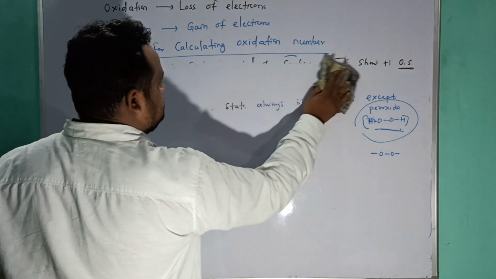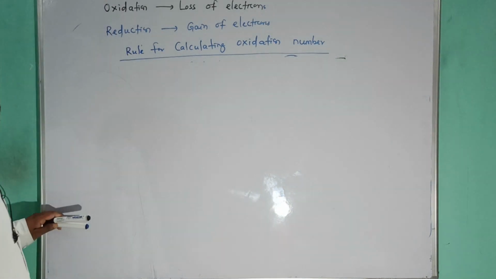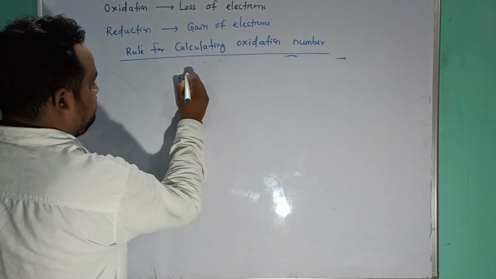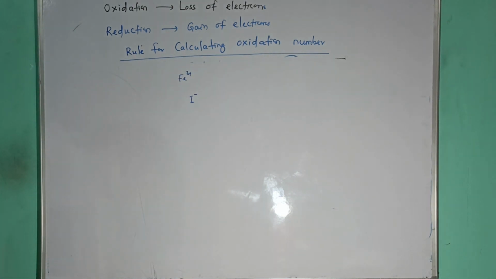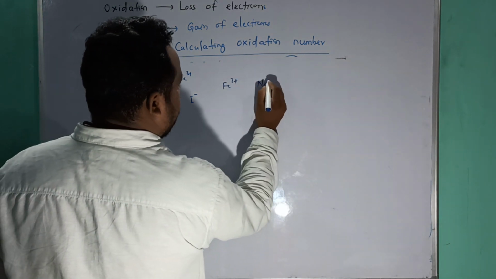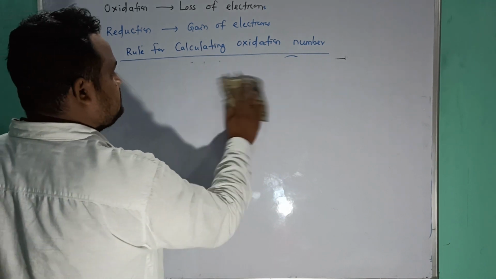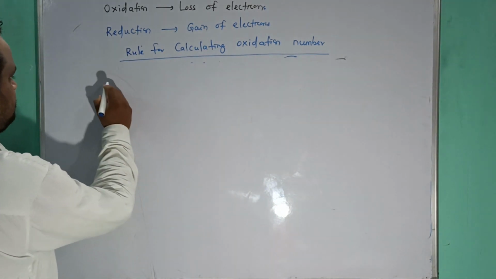Now comes the third point. So all of you know ions. For example, Fe3+ is an ion, I- is an ion, Fe2+ is an ion, Na+ is an ion. Ions are charged particles. It may be positive, it may be negative. The next rule is based on ions. I think no question will be asked on ions.